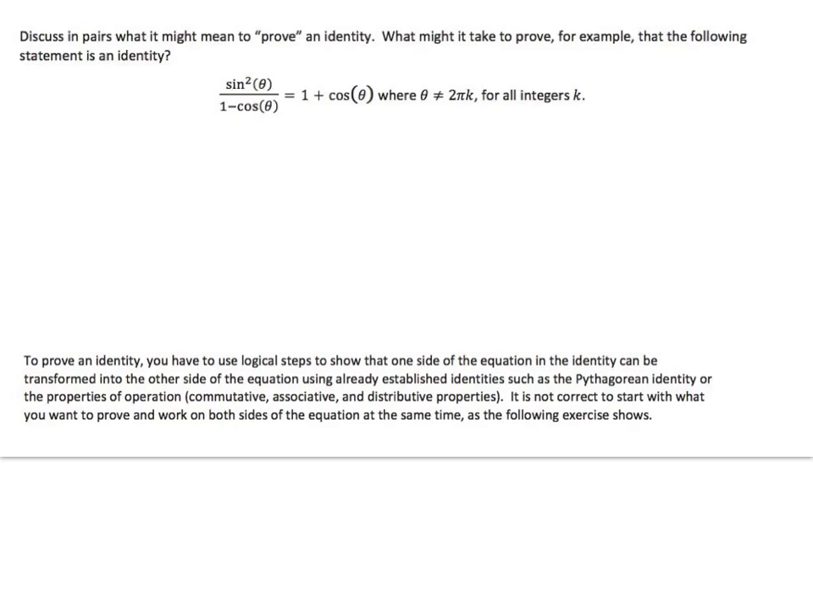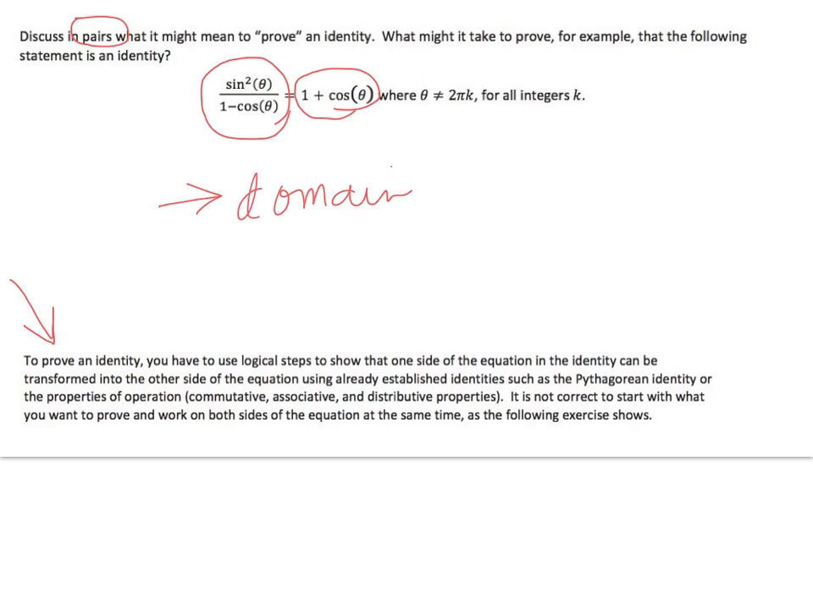Okay, discuss in pairs. Well, we're going to discuss here together what it might mean to prove an identity. What might it take to prove, for example, that the following statement is an identity? Here we provide an explanation. Back up a little bit though. What does it take to prove an identity? Well, you sort of need to know that these are in fact equal, and then we can always talk about the domain. Okay, they have to be equal for the same domain.